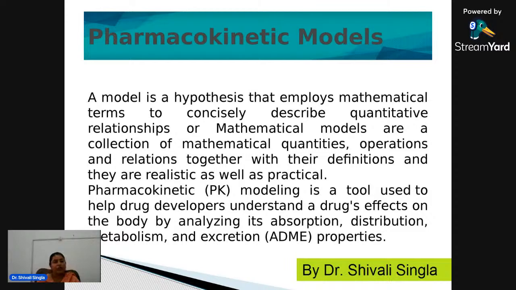Means by the use of pharmacokinetic models, we assess mathematical parameters like absorption: how much drug is absorbed and what is the rate of absorption; how much drug gets distributed into different tissues, for example into the liver, how much is going to the brain, or whether it is not passing the blood brain barrier; how much drug gets metabolized and what is the rate of metabolism; and how much drug gets excreted in how much time, and what is the rate of excretion. These parameters can only be calculated with the help of pharmacokinetic models.